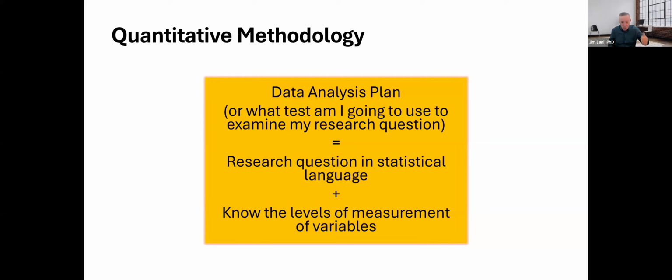You have to have research questions stated in statistical language, and you have to know how those variables are being measured. Is it nominal, ordinal, scale? What's the level of measurement? The beauty is that once you know those two pieces, it doesn't matter if it's 1,000 studies, you can figure out that data plan, because that's all you need. How are things being phrased and how are these things being measured? So let's talk about these.